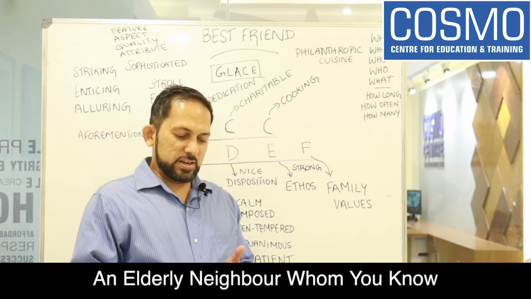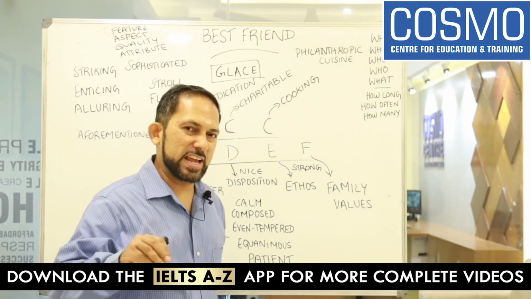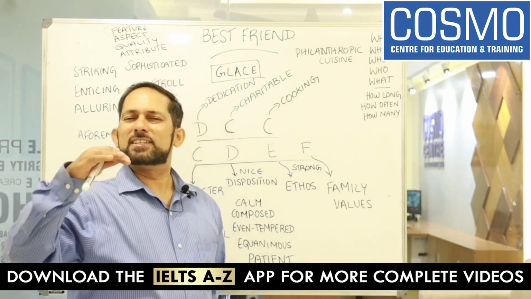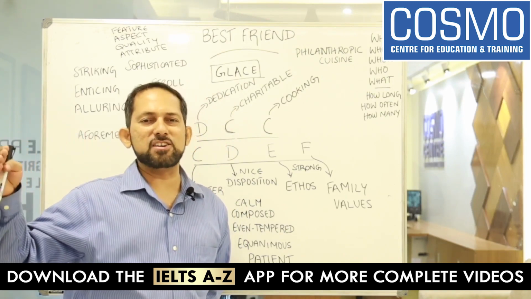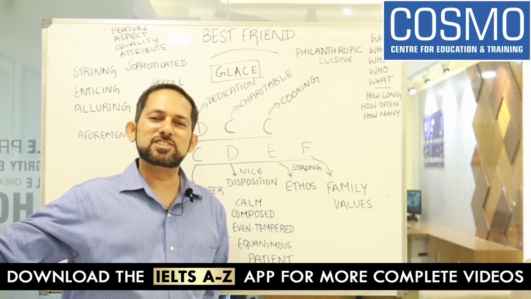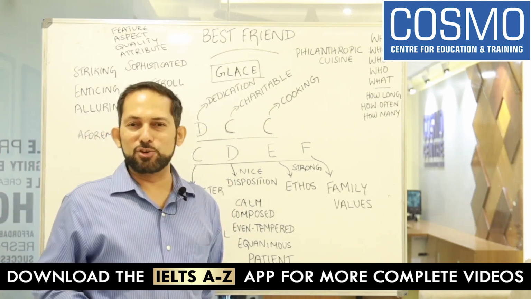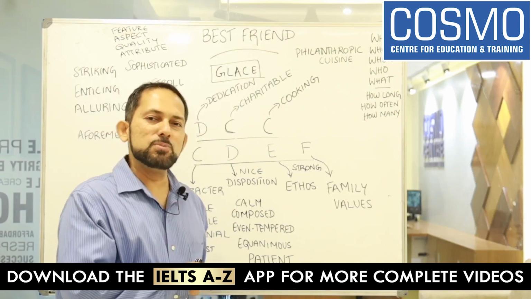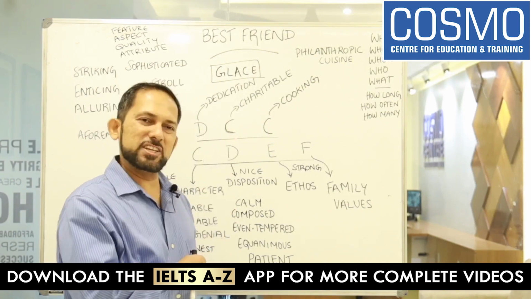An elderly neighbor whom you know. Okay, write down. An elderly neighbor whom I know is, come up with a name, dash. An elderly neighbor whom I know is, dash. Where does he live? Say, opposite my home. When did he move in? About 15 years back.